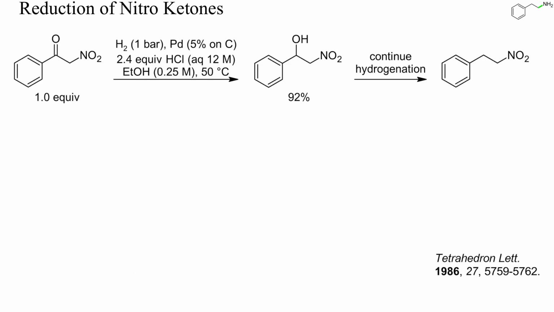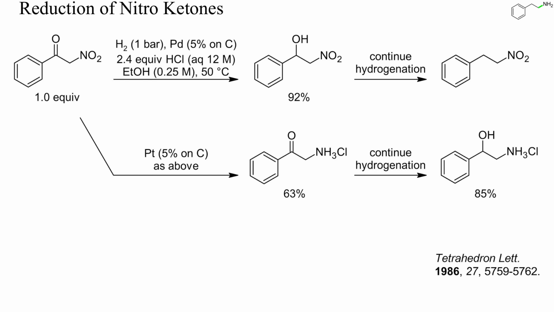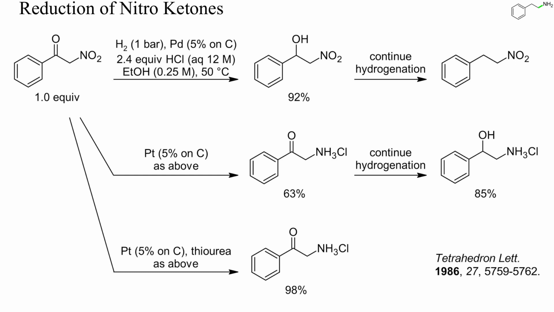Nitroalkanes are sometimes resistant to hydrogenation. With palladium on charcoal and in the presence of hydrochloric acid, alpha-nitroacetophenone only yielded a nitroalcohol and then nitroethylbenzene. With platinum on charcoal, however, first the aminoketone and then the amino alcohol was formed. A high yield of aminoketone could be attained with a platinum catalyst deactivated by thiourea. Thus, for the optimization of such reductions, it pays to experiment with various catalysts and additives.